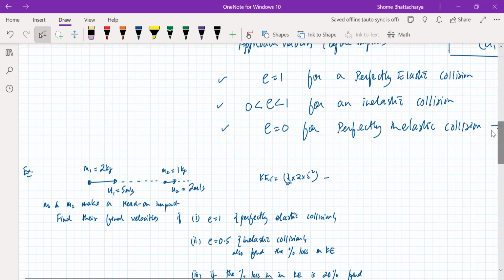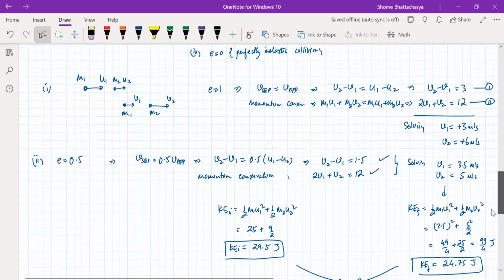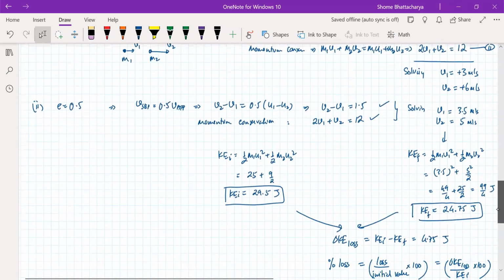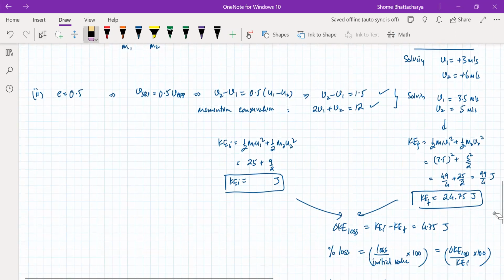Plus half into 1 into, oh sorry, 2 square, my mistake. So it is 25 plus 2. I had taken it as 3 by mistake. So 27 joules. Yes, we'll make that correction. So this should be 27 joules. Is the final value of kinetic energy all right? It's correct.